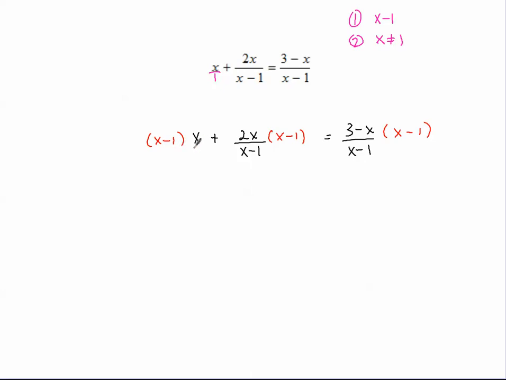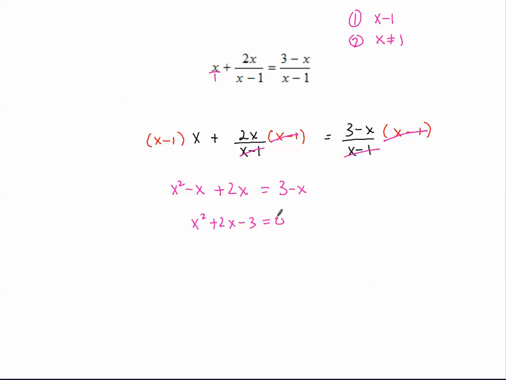Well, nothing cancels here because this denominator was just 1, so we can just multiply this out into x squared minus x. On this side, x minus 1 cancels with x minus 1, so it's just plus 2x equals, well, what do we have here? x minus 1 cancels with x minus 1, and then we have 3 minus x, so we have that. So now I want to move everything to one side of the equation, move it all to the left, and I have x squared plus 2x minus 3 is equal to 0.